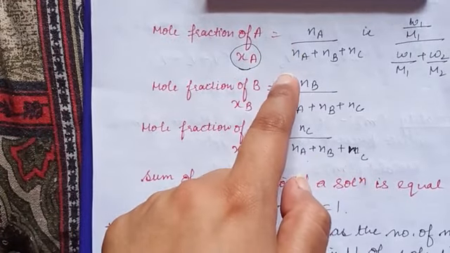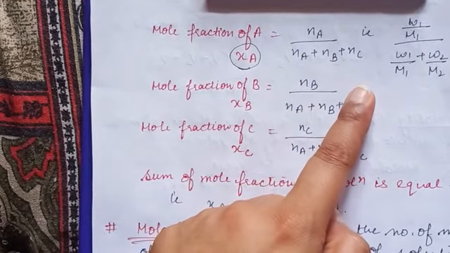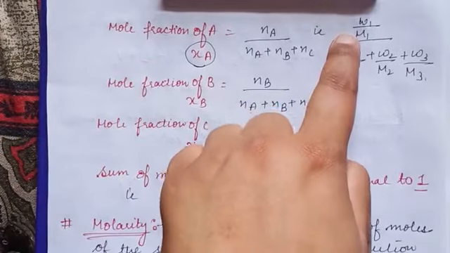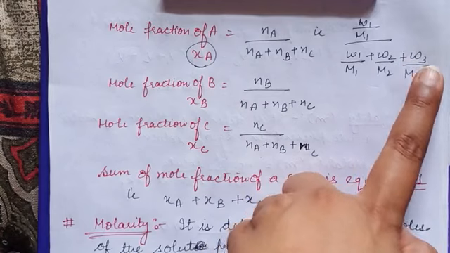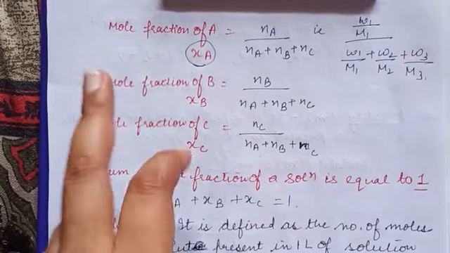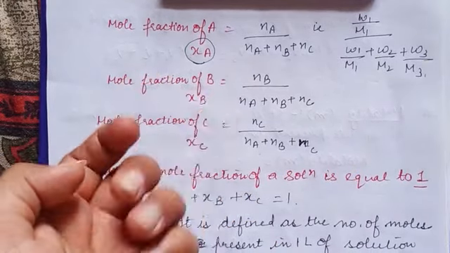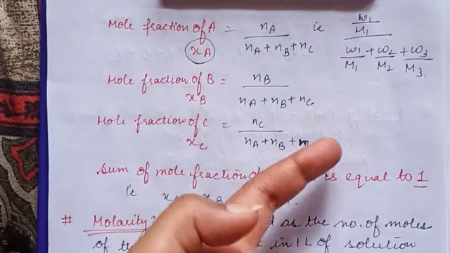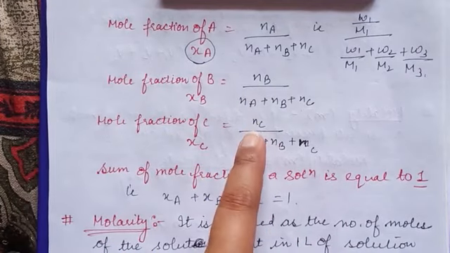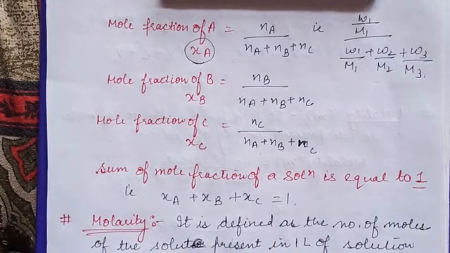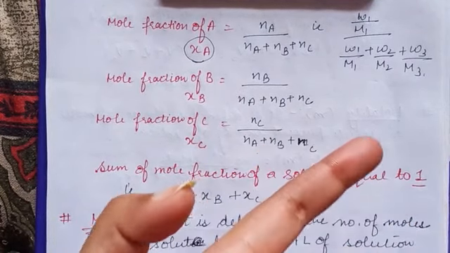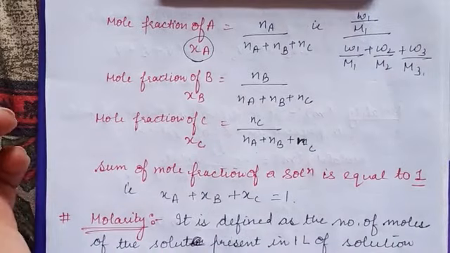XA is NA divided by NA plus NB plus NC, that is number of moles, W1 by M1 divided by W1 by M1 plus W2 by M2 plus W3 by M3. Similarly mole fraction of B is NB by NA plus NB plus NC. Similarly mole fraction of C is NC by NA plus NB plus NC. That is, number of moles of one component to the number of moles of the solution.